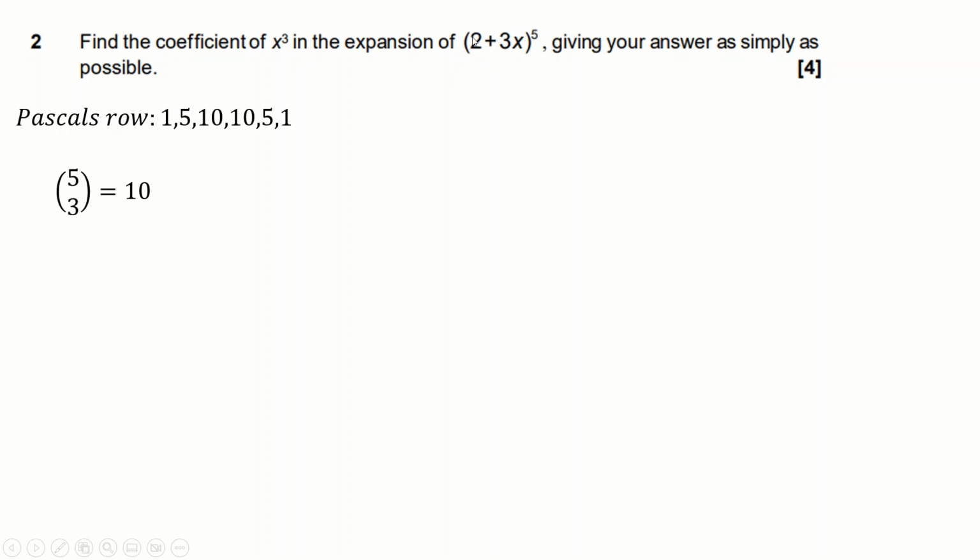And then, of course, you're just looking for 2 of those, 3 of the 3x's, so it's going to be 2 squared times (3x) cubed, times the number here, 10. So 10 times that, and you eventually end up getting, of course, you don't need to do this because you've got a calculator, you've got 1080 is going to be the answer. And that's good. Okay, cool.